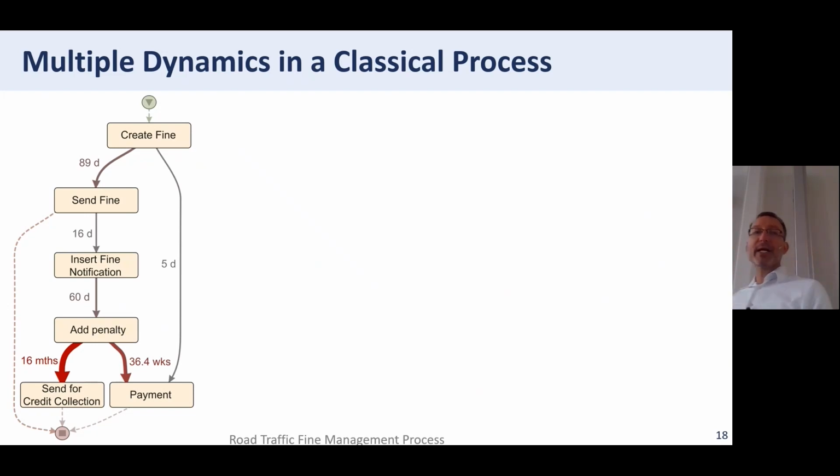And here you see the three main flows. So if you drive too fast, you get a ticket. So a fine is created. And you can pay it on the spot or, well, with a bank transfer. Or if you don't pay, then after, on average, about 90 days, you get a letter, the fine is sent to you. Then either you pay, or a fine notification is inserted and a penalty is added, and maybe then you pay, but really, really much later, or things are sent for credit collection. So that's the process, right?